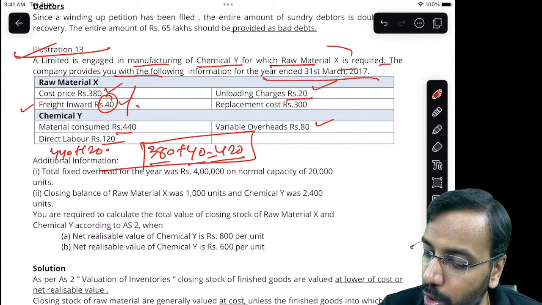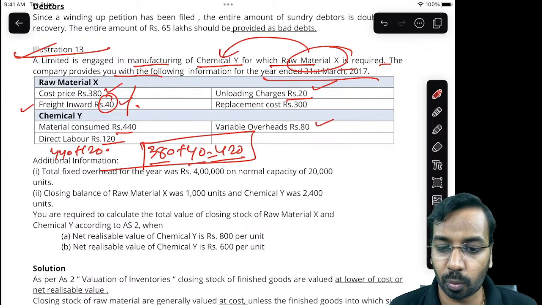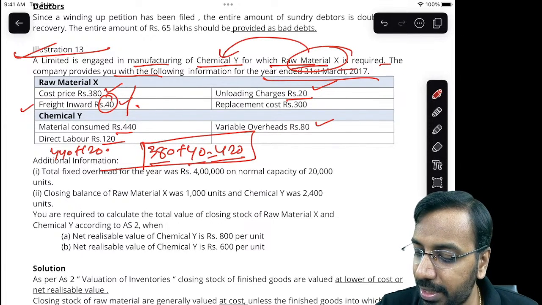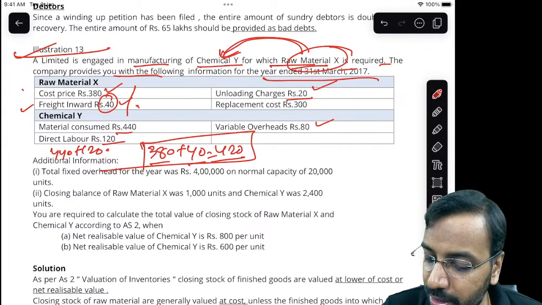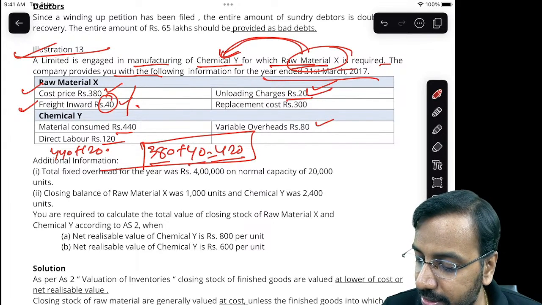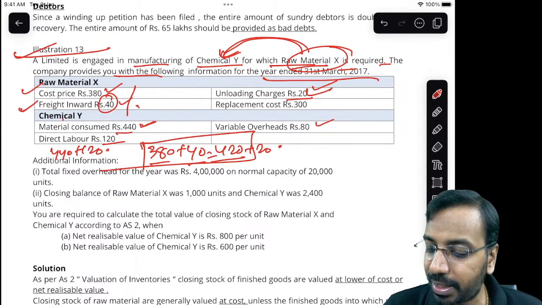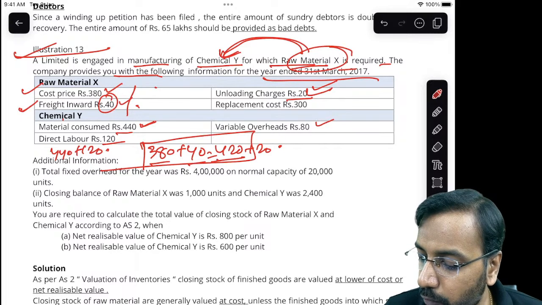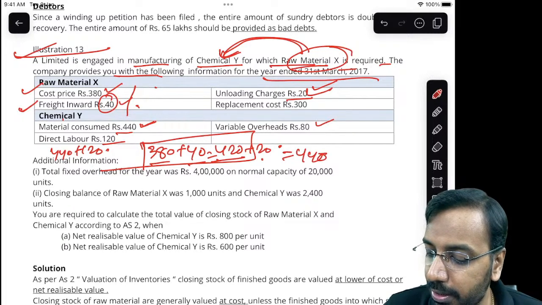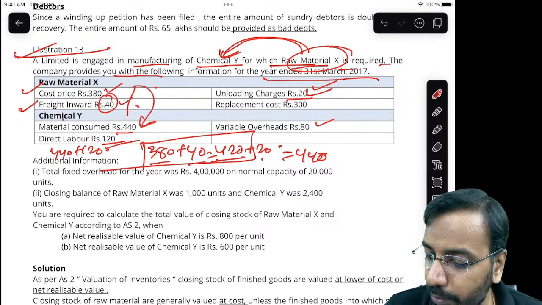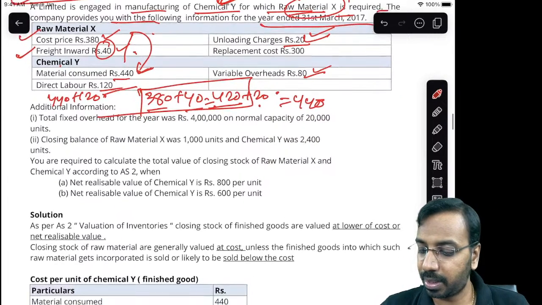So we use raw material X to manufacture chemical Y. So you have raw material cost price, freight and unloading charges. I missed that, so plus 20 you have to do. Then chemical Y, material consumed 440. How did we get this? 420 plus 20 is equal to 440. So 440 plus 120 plus 18. Right.